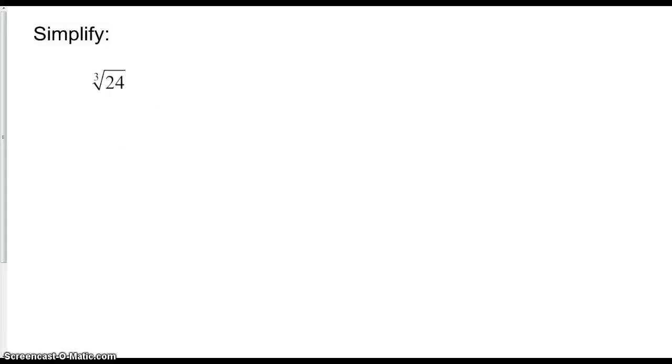Let's see, we've got cube root of 24. I'm thinking maybe we could split this into cube root of 8 times cube root of 3, right? 8 times 3 is 24. But the cube root of 8 has a cube root, right? 8 has a cube root. It's 2. So this would be 2 times the cube root of 3.